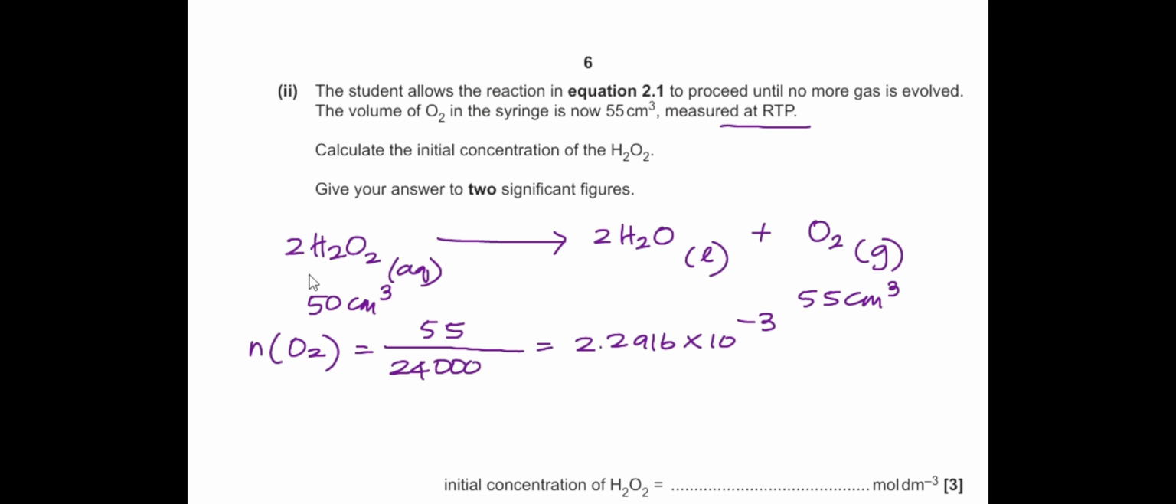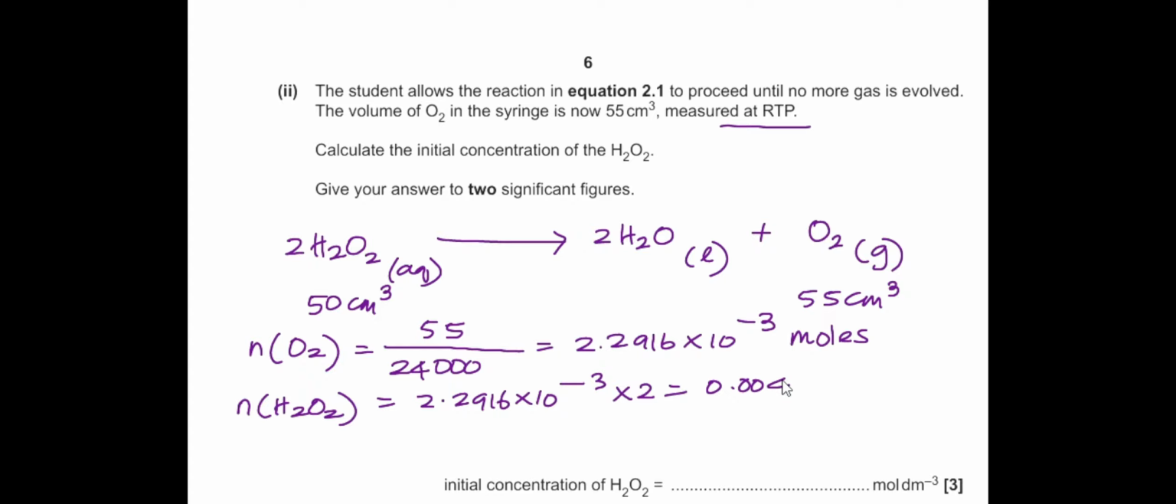From this stoichiometric equation, we see that 2 moles of H2O2 will produce 1 mole of oxygen. Therefore, if these many moles of oxygen are formed, then the number of H2O2 moles will be 2 times this, 2.2916 times 10 to the power of minus 3 times 2. Putting it to the calculator, we get 0.0045833. This is in 50 cubic centimeters of H2O2.